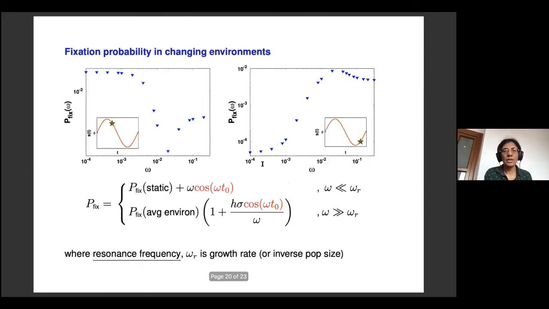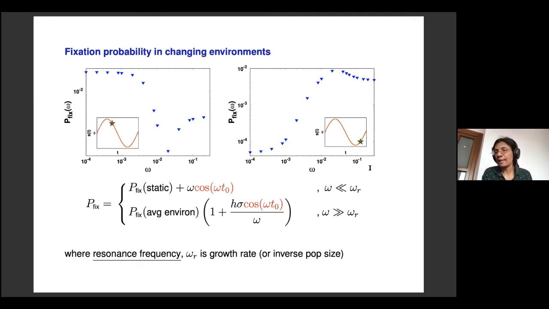Okay, so let me just show you the answers. Let's try to understand these qualitative characters. This is the fixation probability plotted as a function of the frequency of the environmental change. Let's say that the mutant arose when the selection was going down. Because selection is weakening, you expect the chances of fixation to decrease at small frequencies as well as at large frequencies. So from the large frequency limit also it reduces. In other words, there's a minimum in the fixation probability.